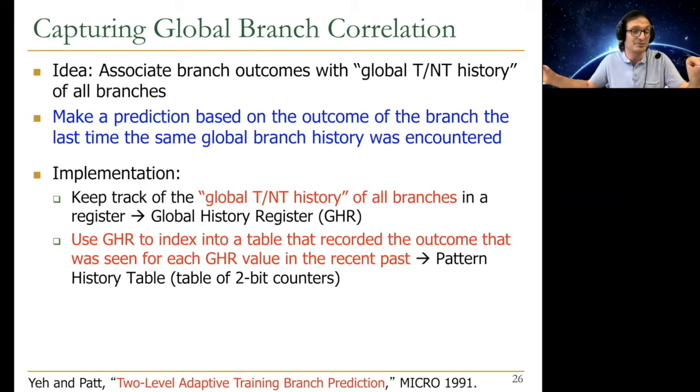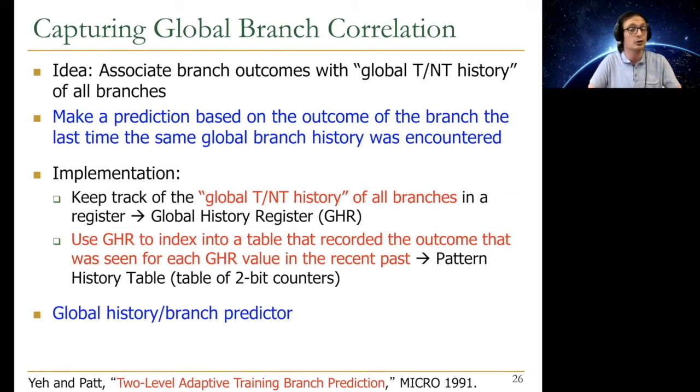Basically, for each global history register value, you have an outcome. It could be a 2-bit counter. It could be a 1-bit counter. We're going to use 2-bit counters. And that was essentially the outcome that we saw the branch took last time this global history was seen. So we're basically correlating the branch outcome with the global history register value, if you will. This second table is called the pattern history table. It's essentially a table of 2-bit counters. But again, it could be 1 bit, it could be 3 bits, etc., as we discussed.